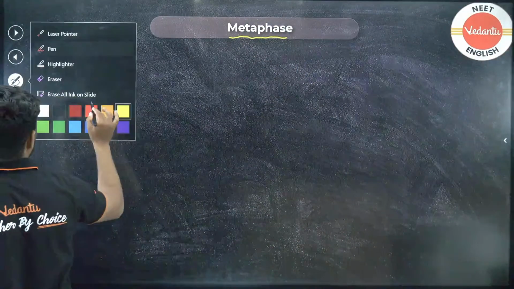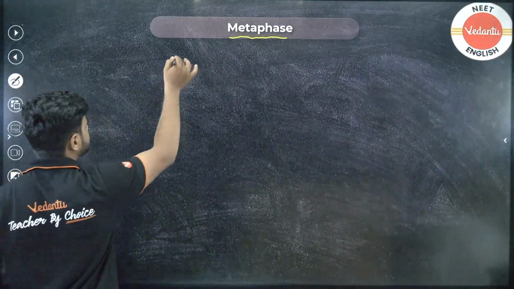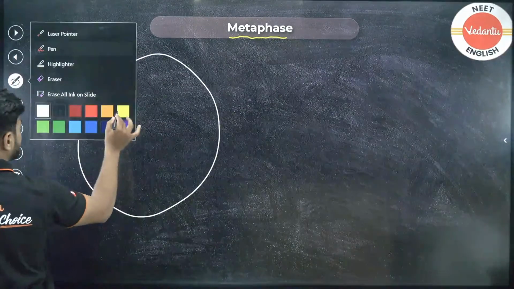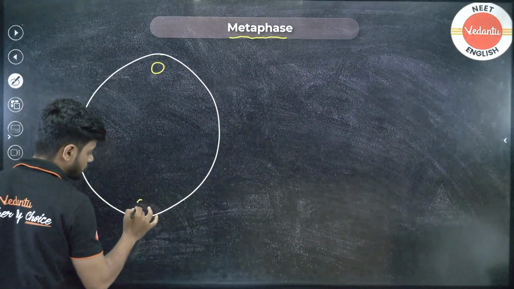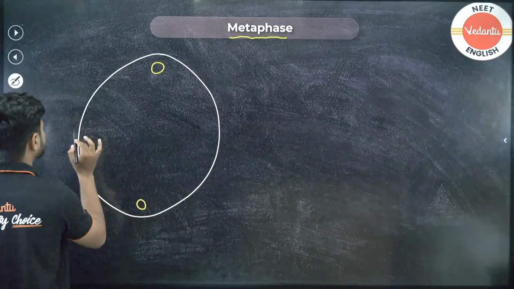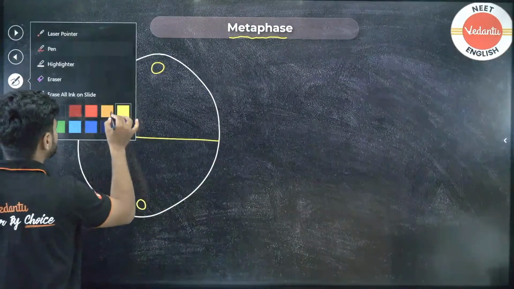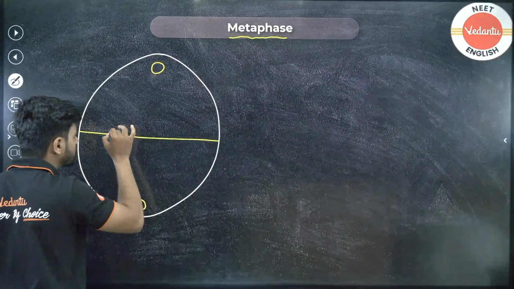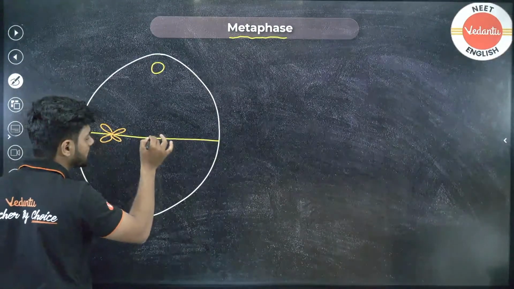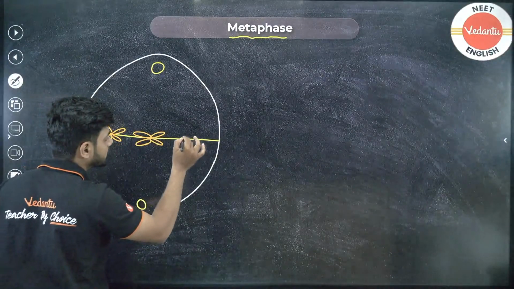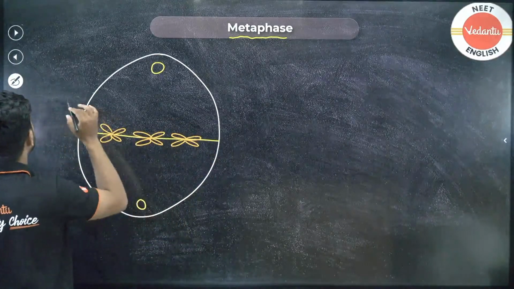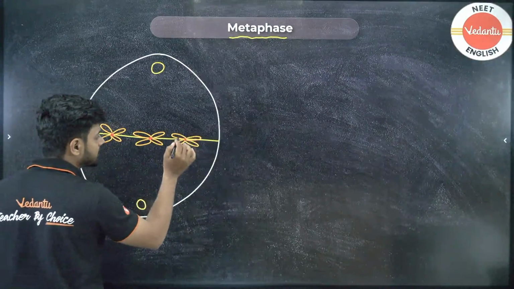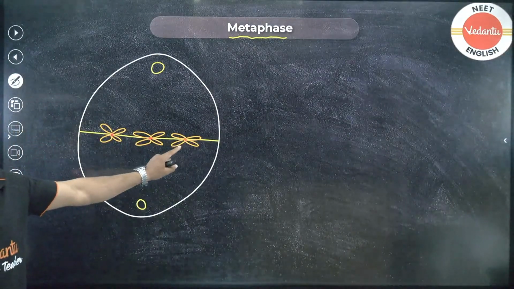What happens in metaphase, students? That is very important. Now, listen to me very carefully. This is your cell right now. In metaphase, we have your centrosomes in the corner. All the chromosomes will align on the equatorial plate, like this. Can you see? All the chromosomes will align on the equatorial plate, and chromosomes are held together in the center by a centromere.